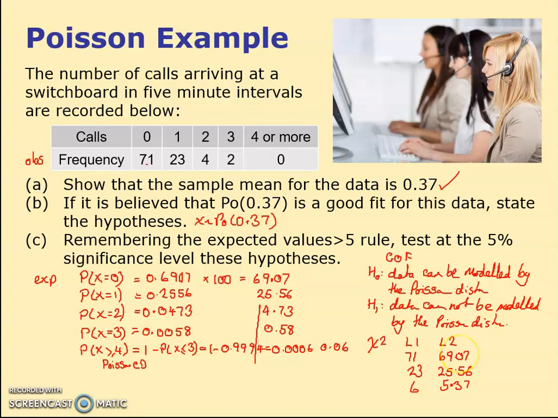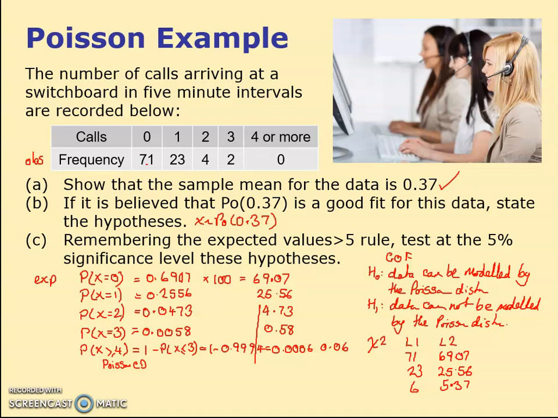So I'm going to enter these into my calculator. Again, on the Texas calculator, first of all, I need to edit it. So I press stat and edit. I need to put my numbers in. List 1 will say 71, 23, and then 6. Just those three numbers. And then in the right-hand column, in list 2, 69.07, 25.56, and 5.37. So now my data is in.